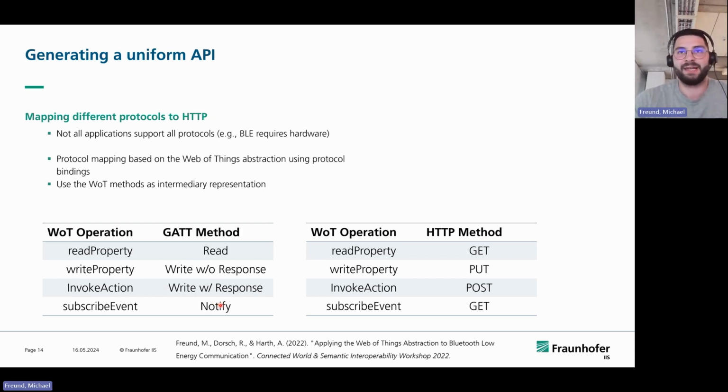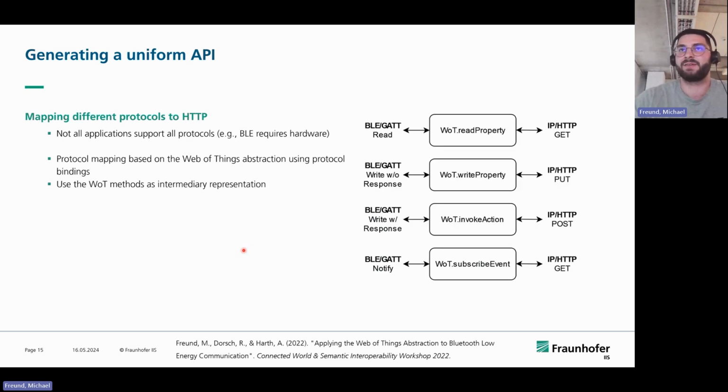And we basically already have, so we must connect the read property via GET to read. And this looks like that. So we basically have IP HTTP GET, which is mapped to read property, and read property is then mapped to read, which is Bluetooth GATT. And we do this for write property and invoke action and subscribe event. And with that, we are able to transform the Bluetooth data or MQTT data to HTTP, which again is easier to access and implement in applications.